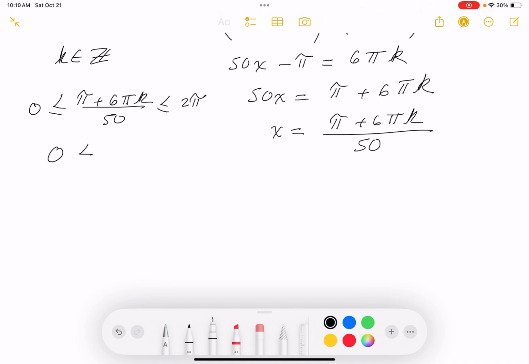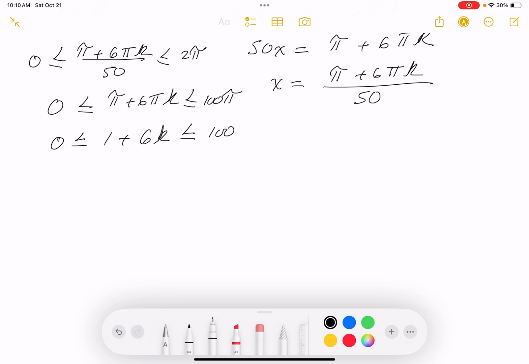So I'm going to multiply all the sides by 50. You get this, and that would be 100 pi. Let me see if I did it right. 50 times 0 is 0. 50 times the middle term would be pi plus 6 pi k. And 50 times 2 pi is 100 pi. I'm going to divide everything by pi now. All right. What I'm going to do now is subtract 1 from all sides. And what do you get? Minus 1, and then you get 6k, and then you get 99.